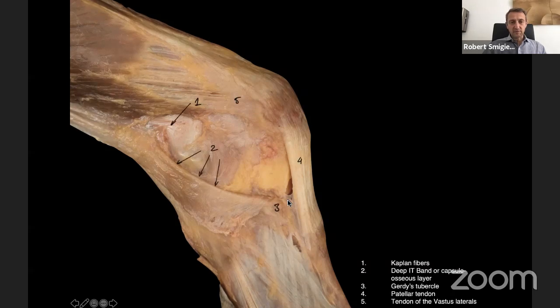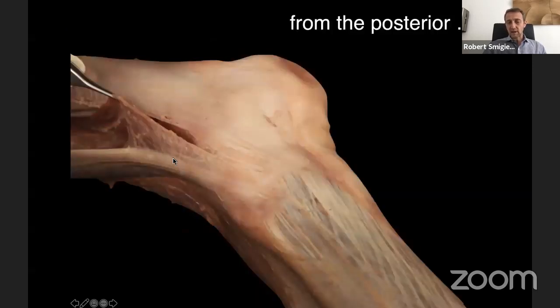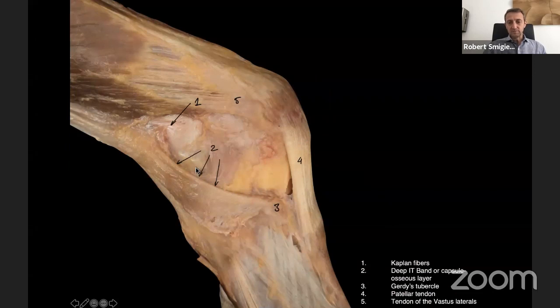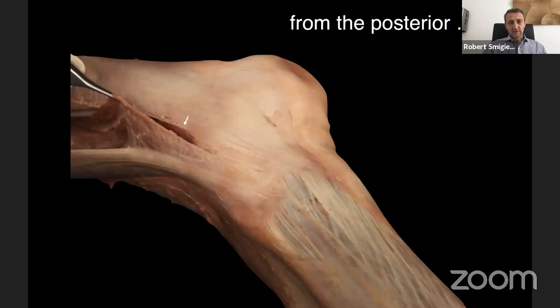And this is a very important structure, because if you look at that, then we have the Kaplan fibers. Some people say this is one kind of Kaplan fiber, but I call it the retrograde Kaplan fiber. Then we have two, the deep IT band, the capsulo-osseous layer, and Gerdy's tubercle. These are very important landmarks. The patellar tendon, of course, and the lateral head of the quadriceps femoris.